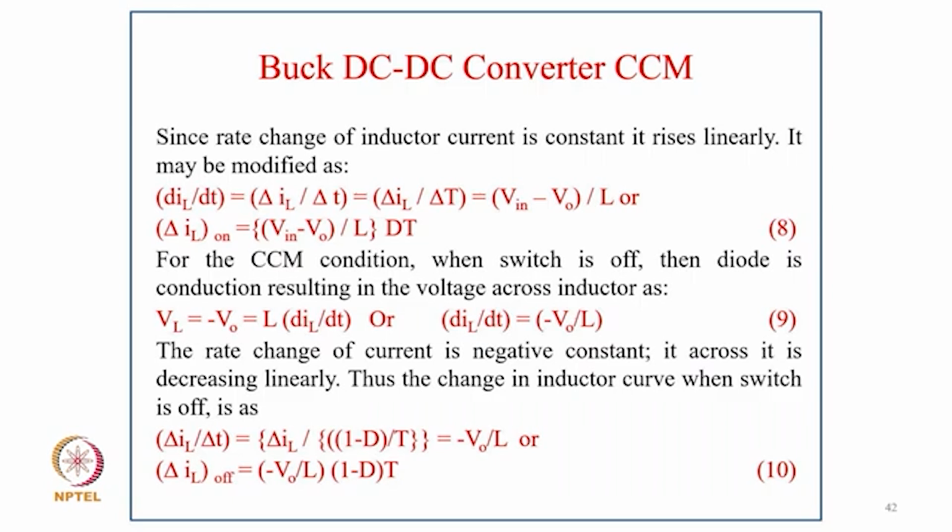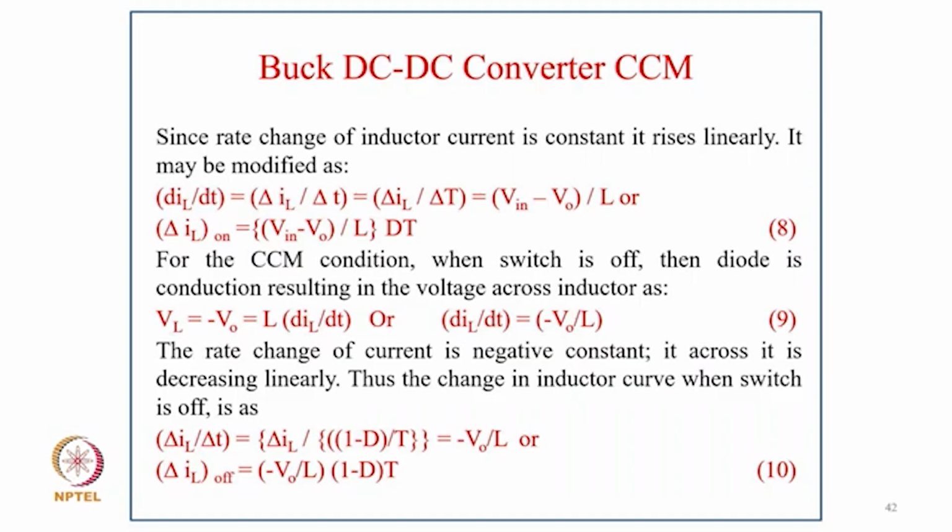It may be written as dIL upon dt equal to delta IL upon delta t, or (V in minus VO) upon L, or delta IL on equal to (V in minus VO) upon L into D T. For the CCM condition, when the switch is off, the diode conducts, resulting in the voltage across the inductor VL equal to minus VO equal to L dI upon dt, or dIL upon dt equal to minus VO upon L. So the rate of change of the current is negative and constant, and it decreases linearly.